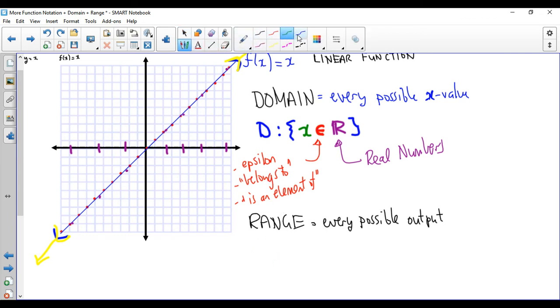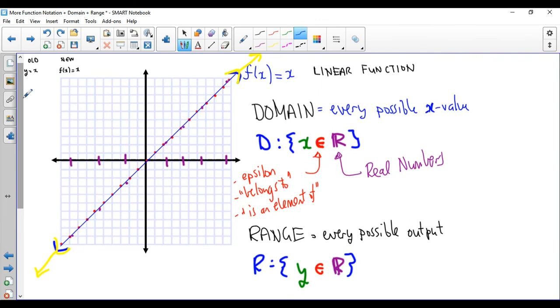Right, for the range, we say, okay, I'm going to write R and then colon, squiggly bracket. Well, what about y? If I look, this is just going to increase forever. So I'm going to have an infinite number of positive y values and an infinite number of negative y values. So we write the same thing, y, e, r. And that is that. So for a line, a linear function, there are an infinite number of inputs and an infinite number of outputs. So hopefully that makes sense.